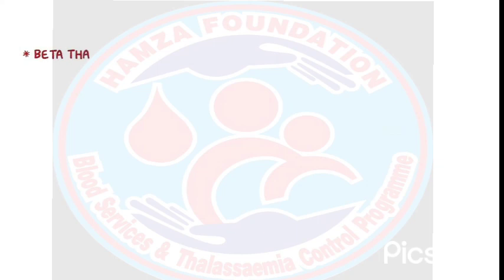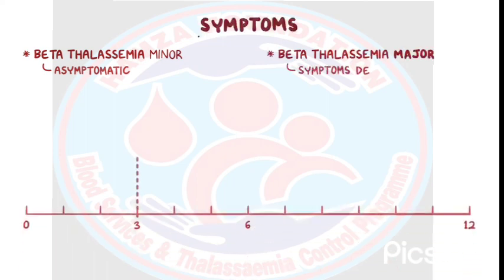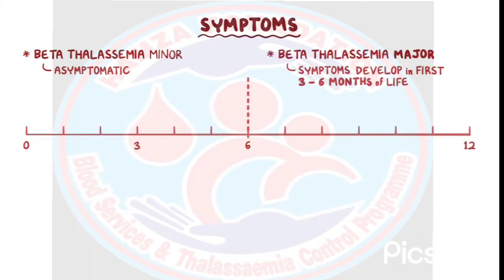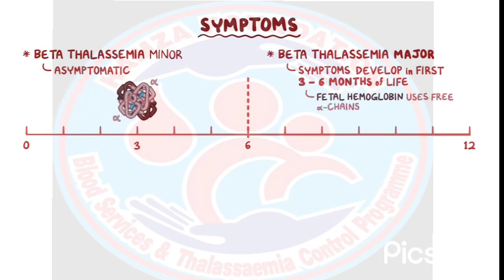Okay, now beta thalassemia minor is usually asymptomatic. On the other hand, with beta thalassemia major, symptoms do not develop until the first 3 to 6 months of life. That's because during the first 3 to 6 months of life, fetal hemoglobin is still produced, and that process uses up some of the free alpha chains.